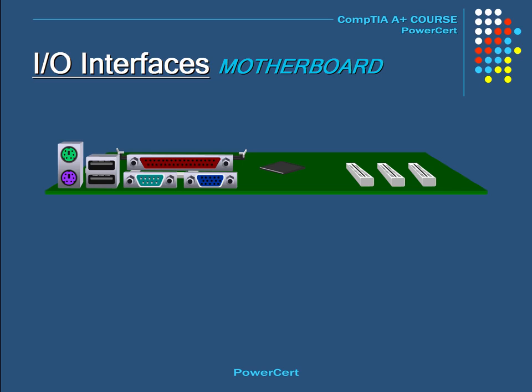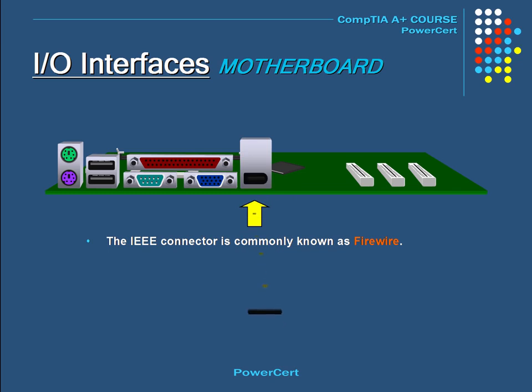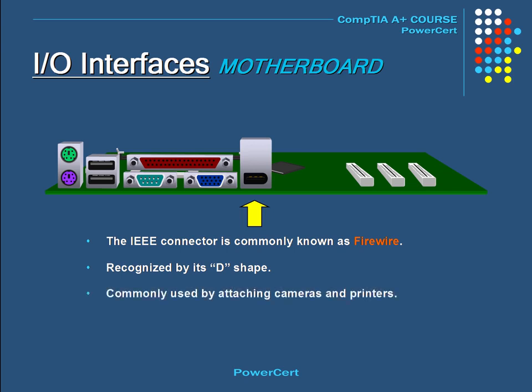The IEEE 1394 connector is commonly known as Firewire. Firewire is recognized by its D shape and is commonly used to attach devices such as digital cameras and printers. It's very similar to a USB port. Firewire and USB are both used to attach peripherals, and they both have similar transfer speeds. But Firewire is not as popular as USB. That's why on a modern motherboard today, there might not be any Firewire ports. Or if there are, you might find one or two. And Firewire has a transfer speed of 400 megabits per second.